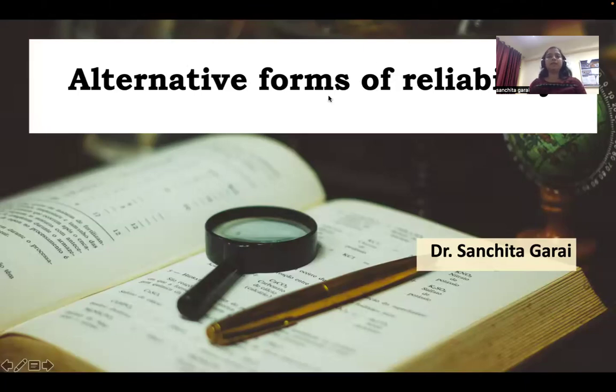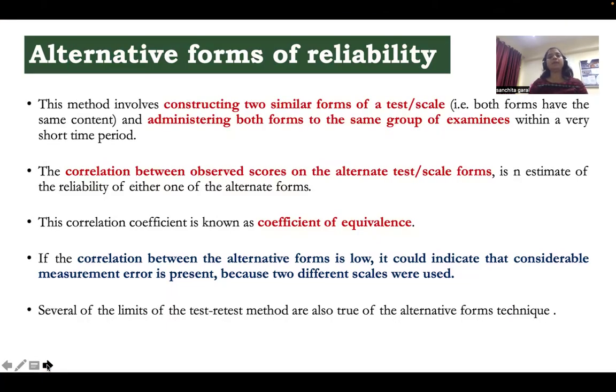So today I will discuss the alternative forms of reliability test. Already we have discussed what is reliability in the previous video. In this video we will discuss alternative forms of reliability, which are based on equivalence. This method involves constructing two similar forms of a test or scale.